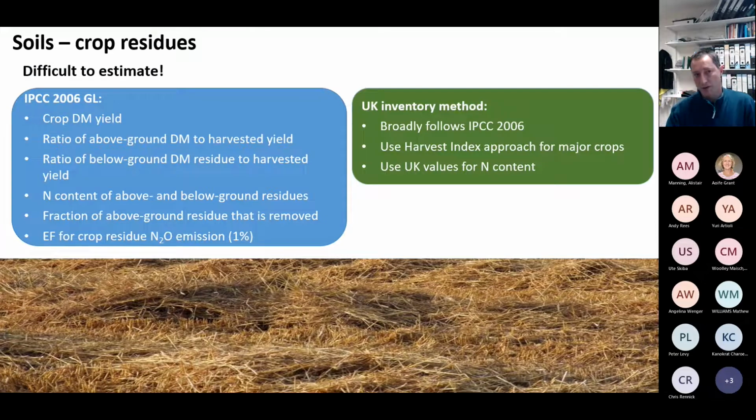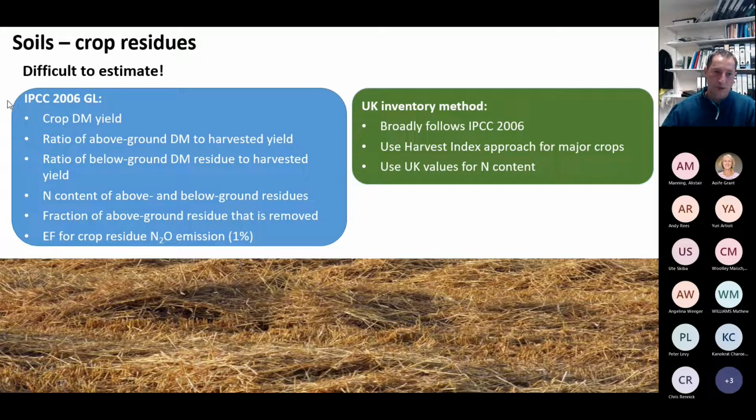Then we have crop residues. So these being returned to the soil, annual crops particularly, but also grassland renewal, which may be every 3 years, 5 years, or every 20 years. So we try to make estimates of that as well. Crop residues is a bit complicated. It's difficult to estimate. There's a lot of different parameters involved, and we don't have a huge amount of UK specific data for some of those parameters.